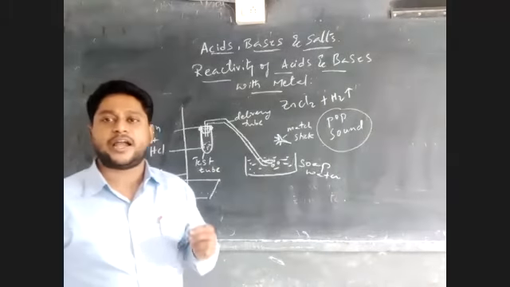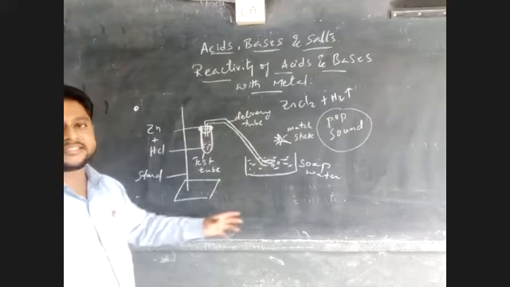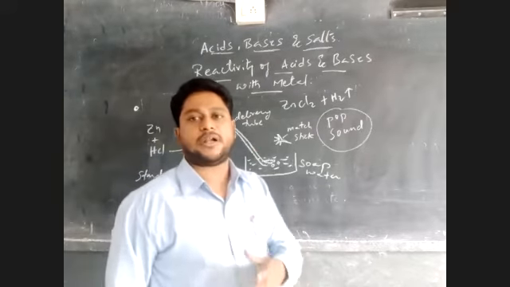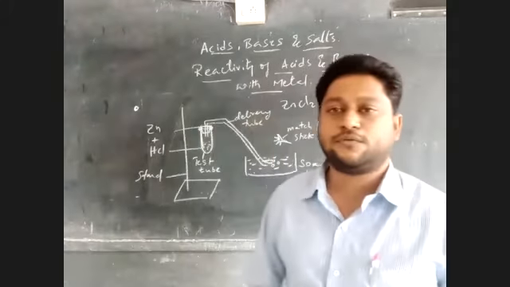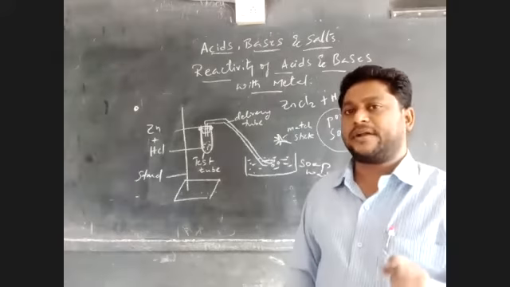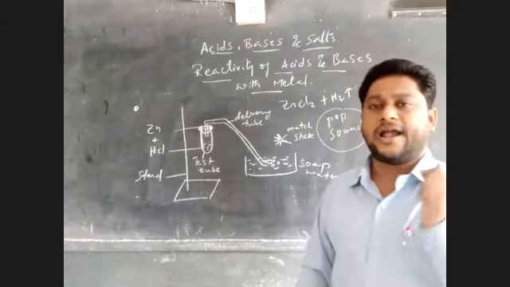Evolution of the hydrogen gas. So this is the activity to understand how a metal reacts with acid and what products it is going to form. When a metal reacts with an acid or when a metal reacts with a base, it is going to form salt and hydrogen gas.